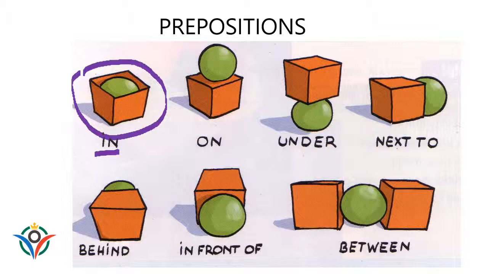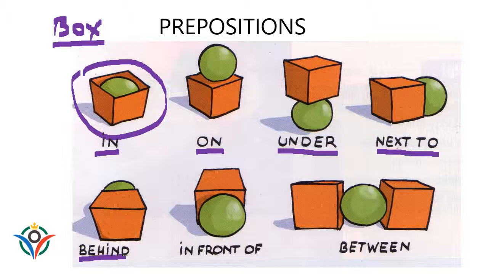So I want to quickly make a point here that every preposition has an object. So in this case, the object is the box. The ball is in the box. Right, so in all our examples here, the box will function as the object of the preposition. A second example, the ball is on the box, then it's under the box, then it's next to the box. Fifth example, it's behind the box, in front of the box, and finally it's between two boxes.